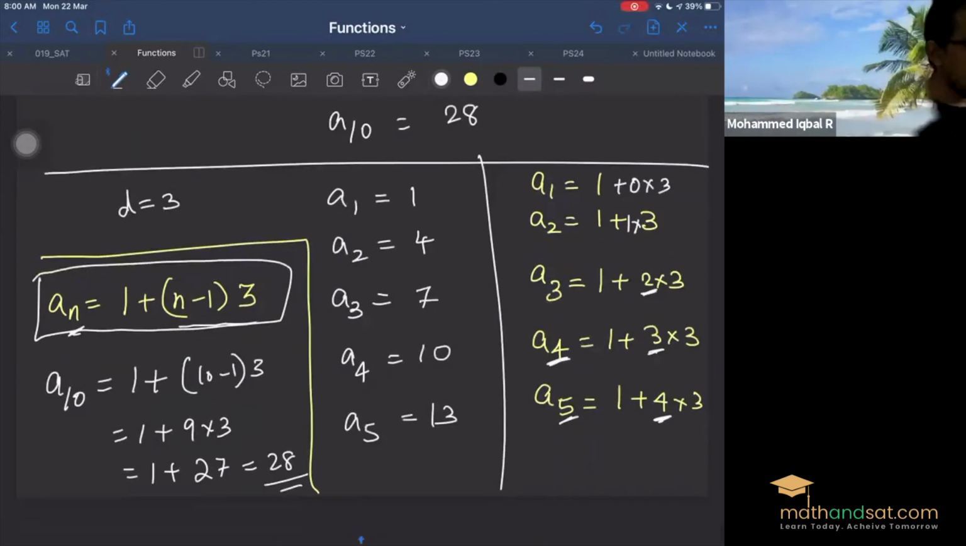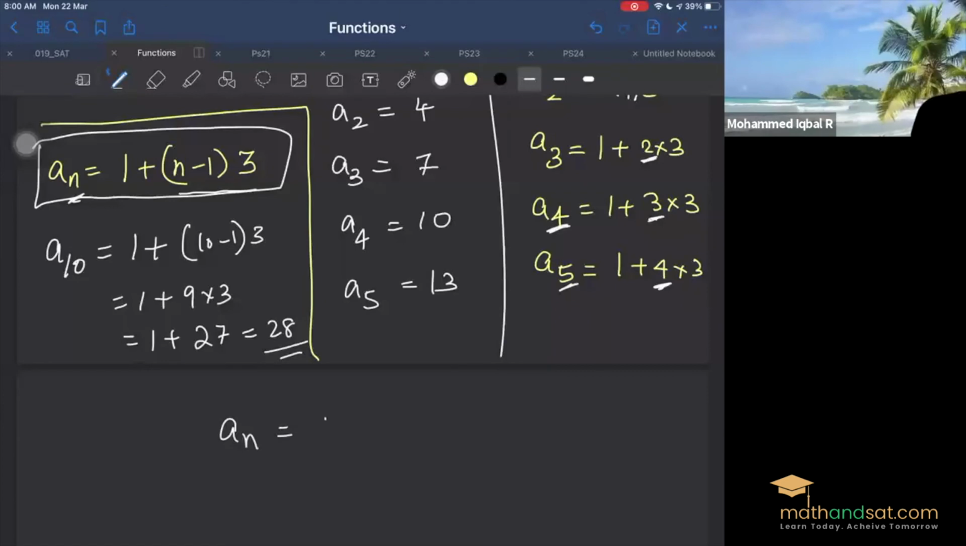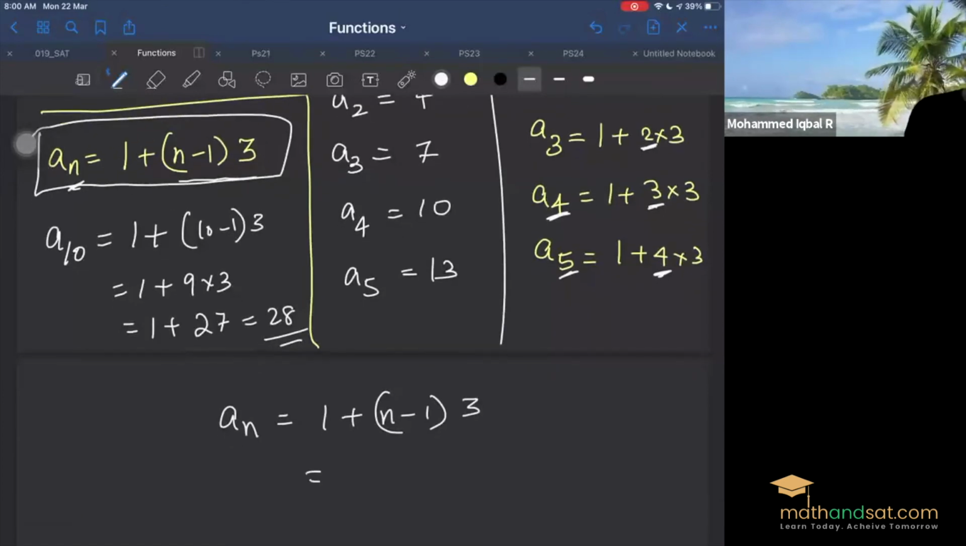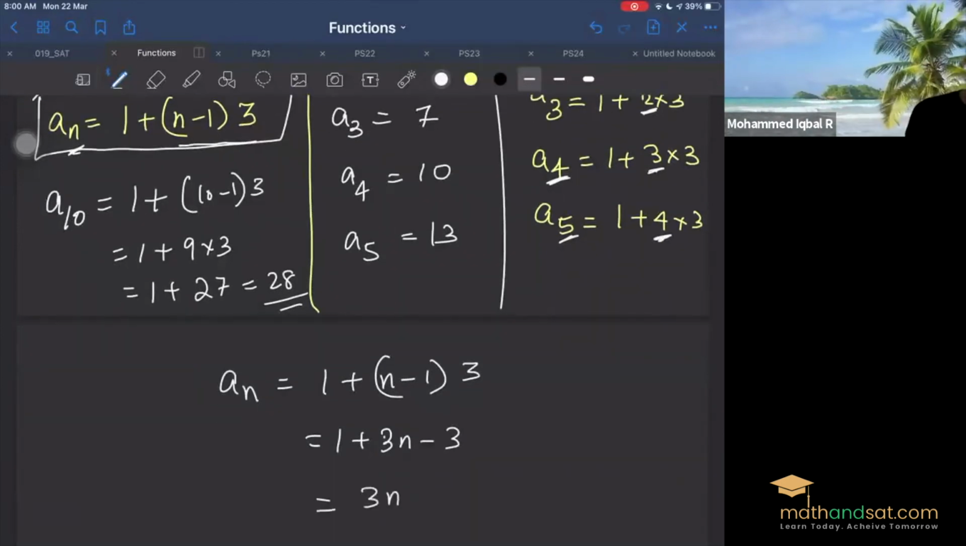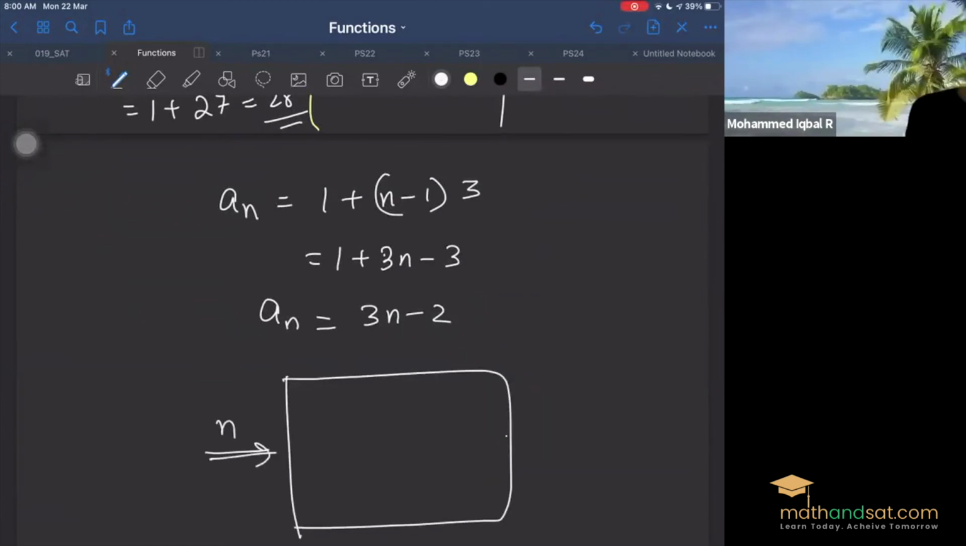Now, what do you see here? We have an expression for an, that is 1 plus n minus 1 times 3. So this is 1 plus 3n minus 3. So this is 3n minus 2. Your an is 3n minus 2. Now, if you consider this as an input-output relationship, you give n as the input, you get an as the output.